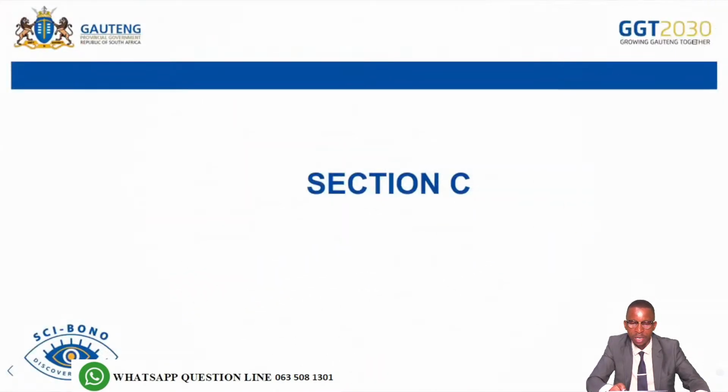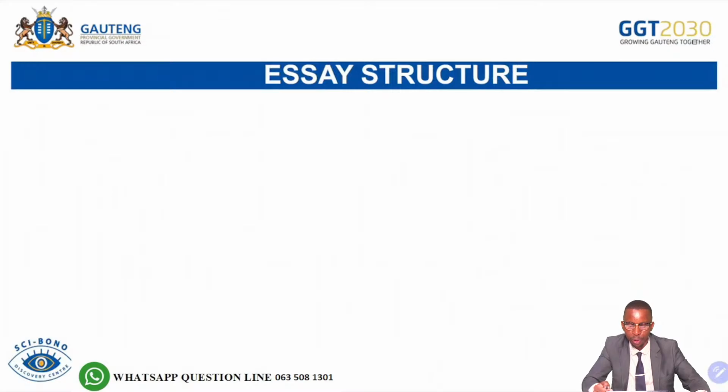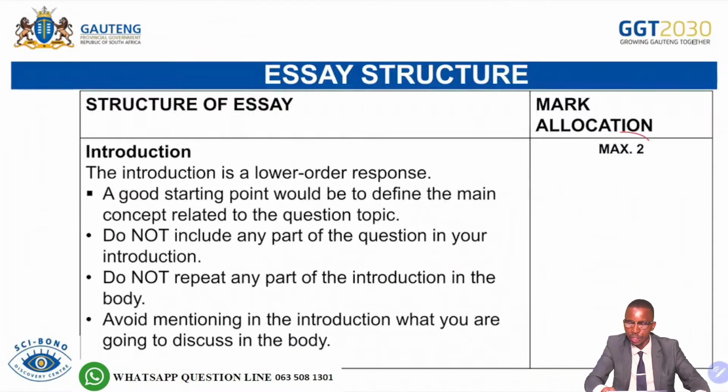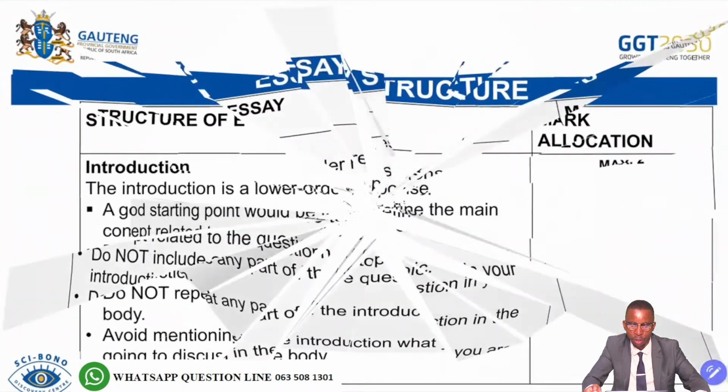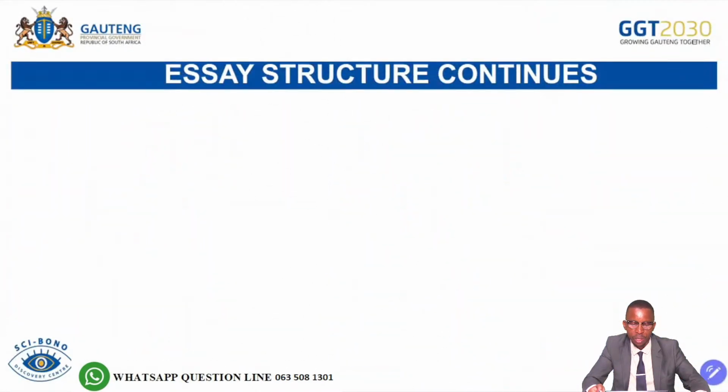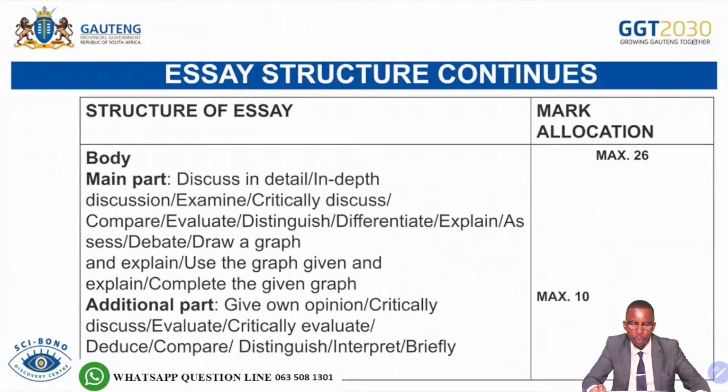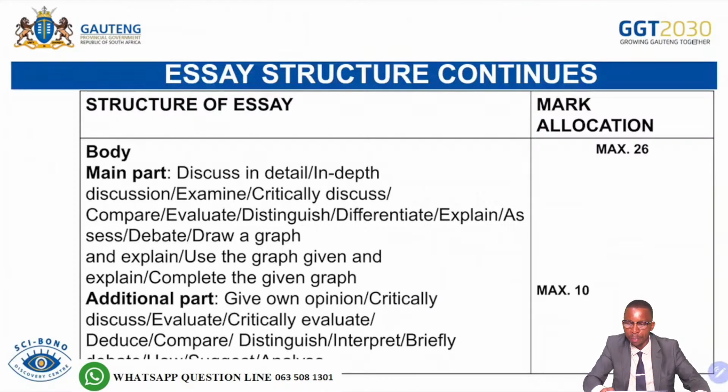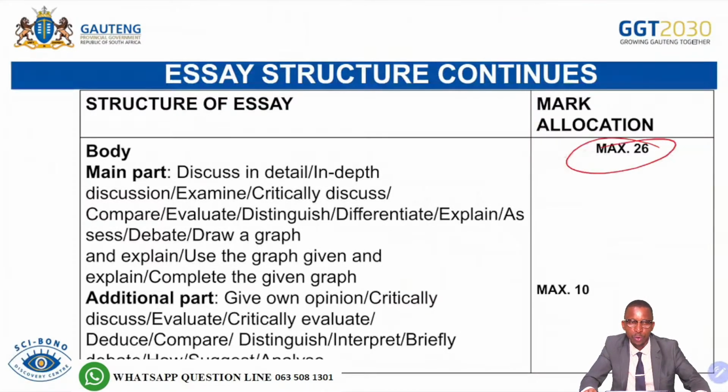Let's check. Then we move to Section C. I will be slightly quick because there's not enough time. So we have here the essay structure. As we know, the introduction is 2 marks. You define or describe the concept, and then we go further to the body of the essay, where we have the main part and the additional part. Under the main part is 26 marks. That's why you discuss your content in detail with subheadings and write in point form. Remember, your subheadings and examples will give you a maximum of 8 marks, and then content knowledge will be 18 marks.